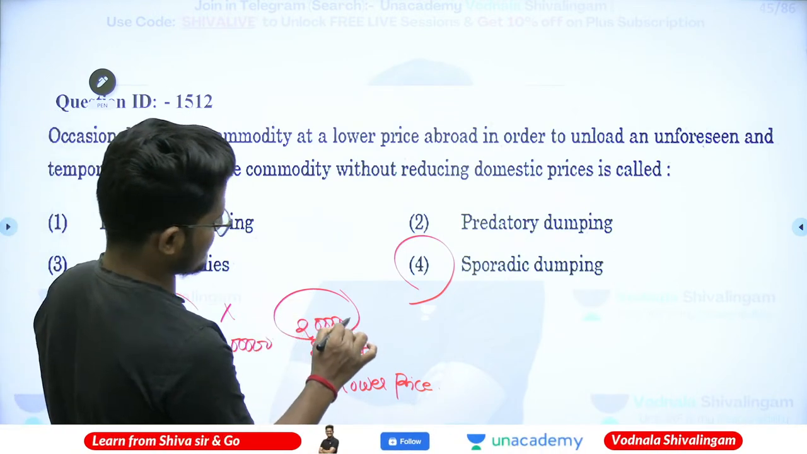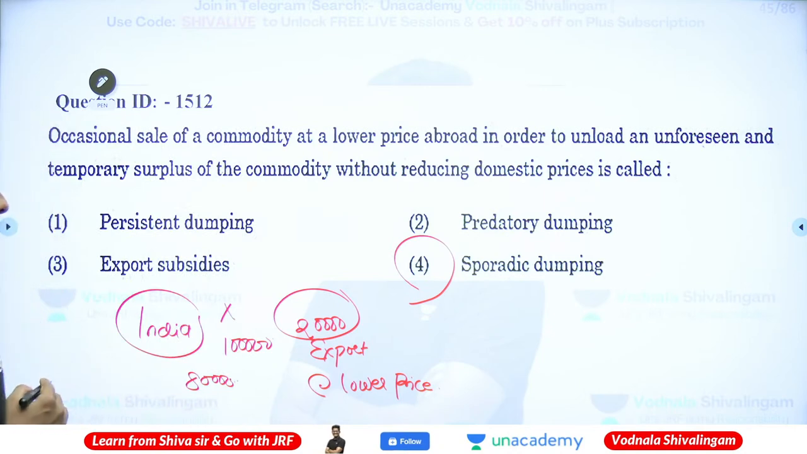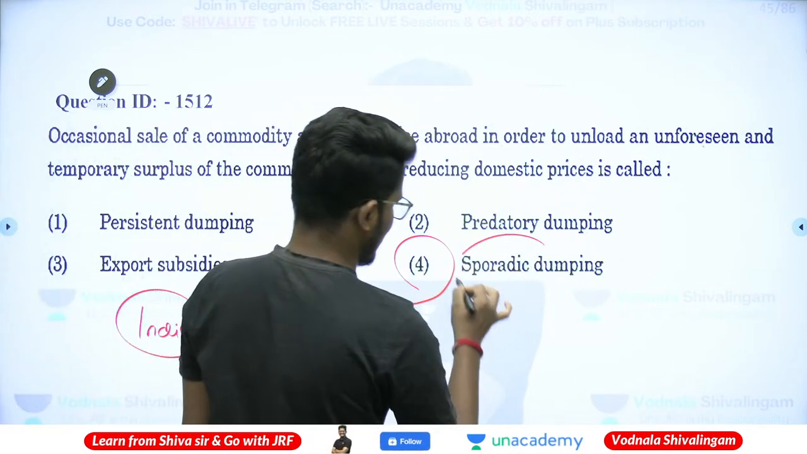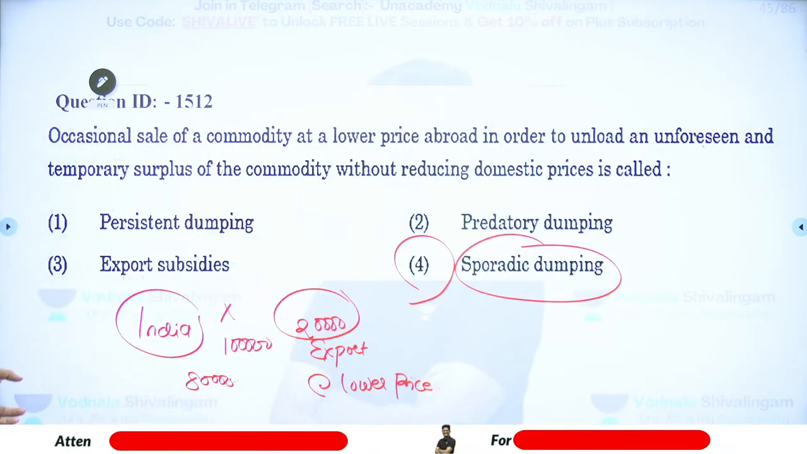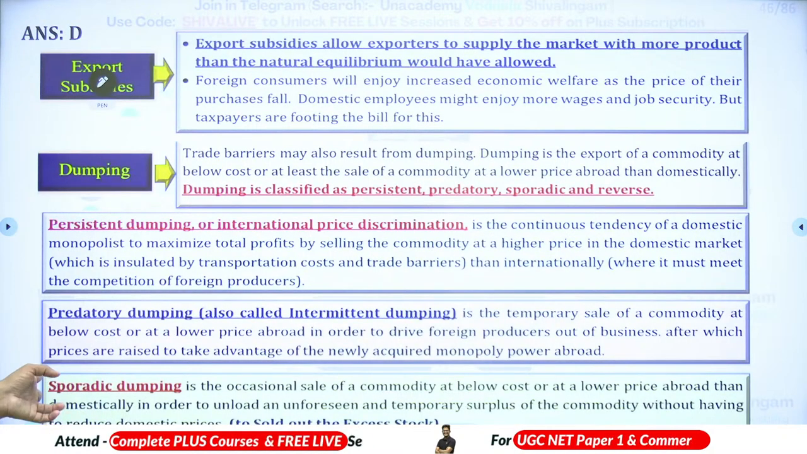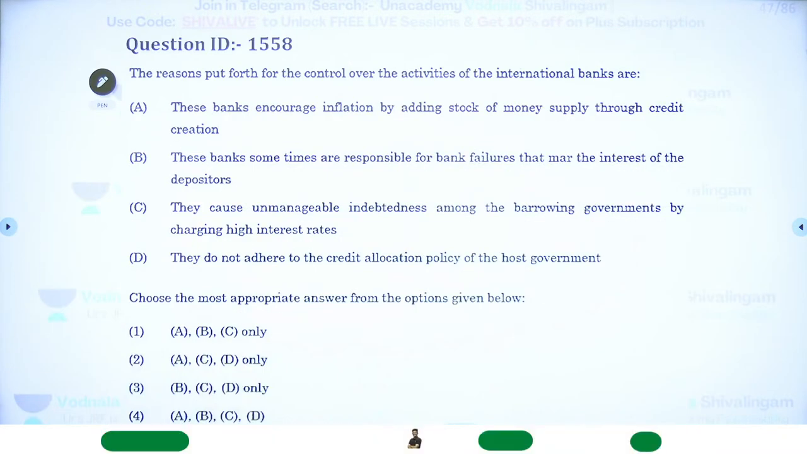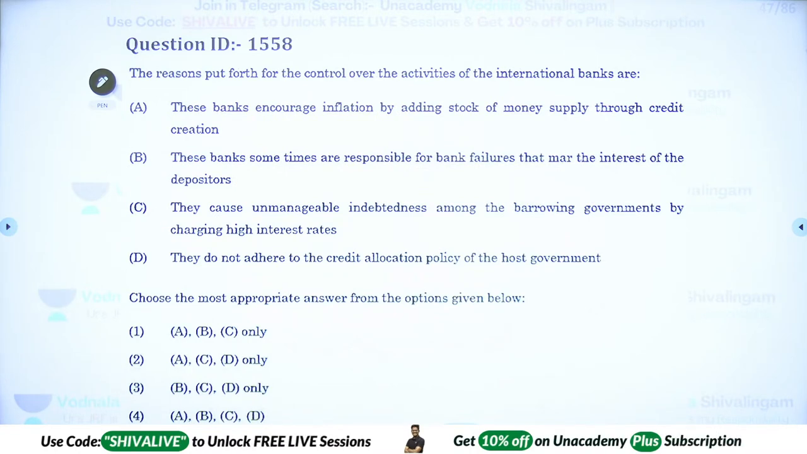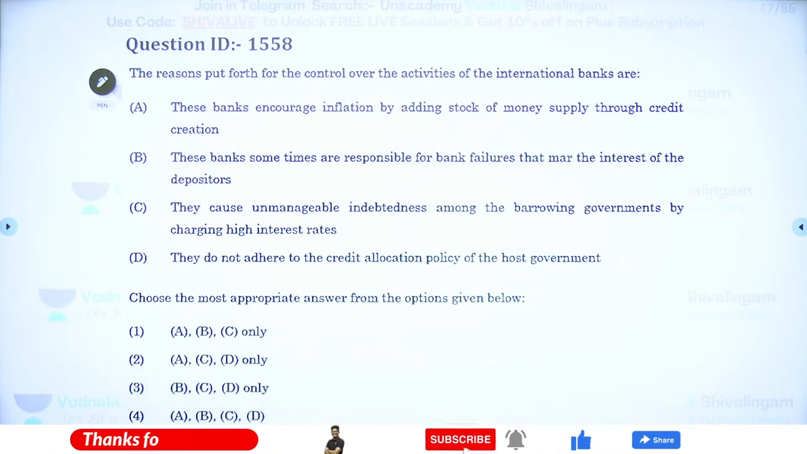So that is why you will be selling this extra material to other countries, which is called sporadic dumping. Sporadic means excessive, or only occasionally we will sell those type of stuff. Sporadic usually means selling excess stock.